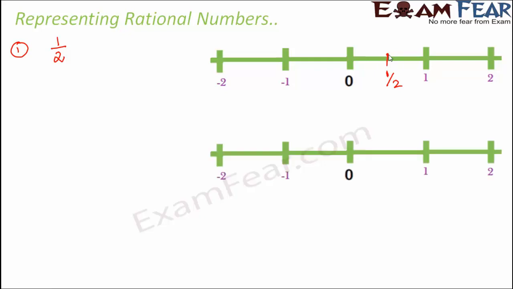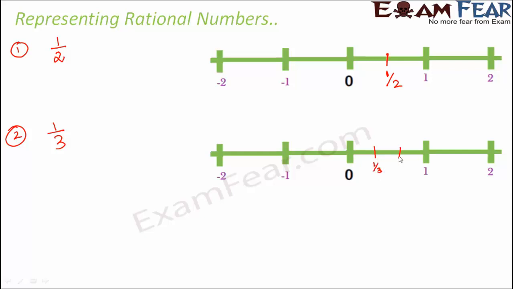Now let us try to locate the next rational number, that is 1 by 3. Now again, where will 1 by 3 be located? So 1 by 3 will again be located between 0 and 1. So how do we locate it now? 1 by 3 means what? One part out of three parts. So now what we will do is, we will divide this region between 0 and 1 into three equal parts like this. 1, 2, 3. So now you have three equal parts. That means the first part will be 1 by 3.